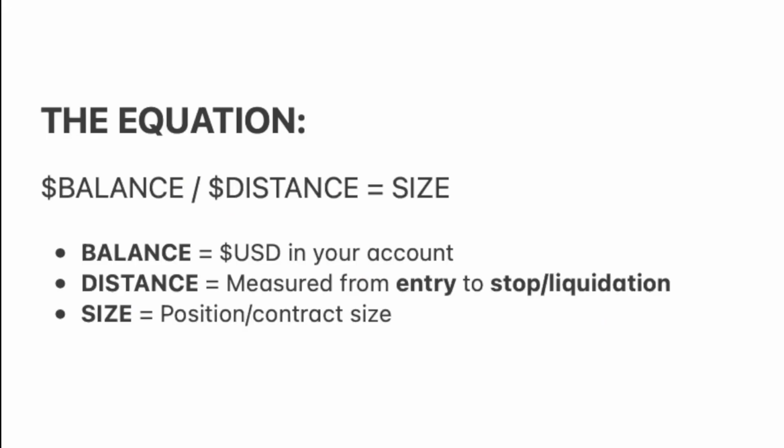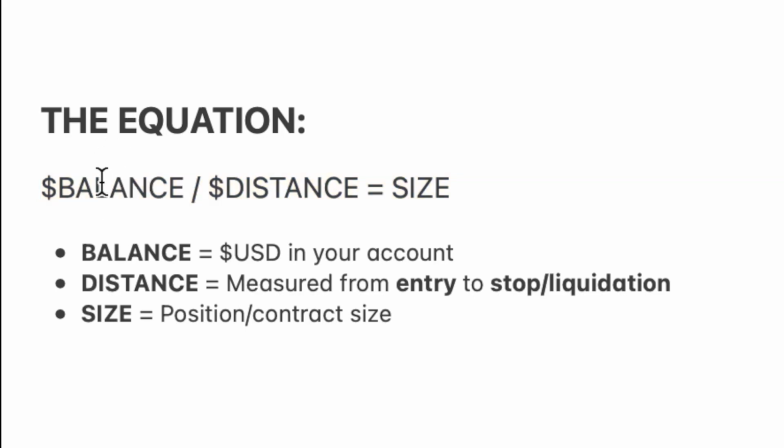So let's get right to the equation. This is what it looks like. We have the balance, the dollar balance that is currently in your account, divided by the dollar distance between your entry point and your stop loss slash liquidation, and that will give you the size of the contract or the size of the position that you need to take. Seems way too easy, but I promise y'all that's it. That's how you do it.